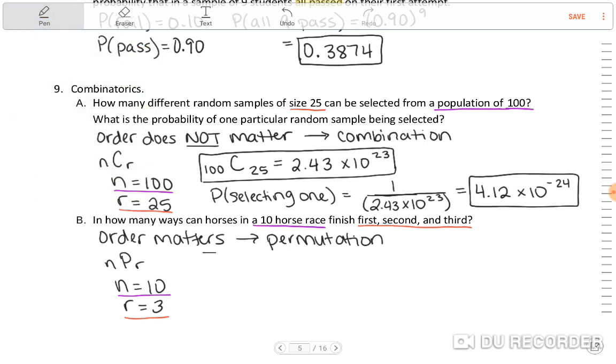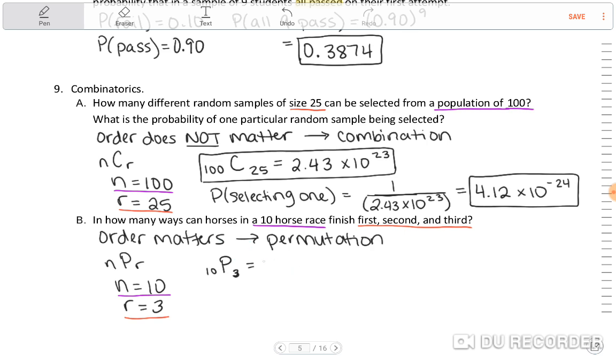Okay, so I would do 10P3. Now we would go about doing this the same way we did the last one. You go to math, probability, but instead choose the one that has the P. Make sure you type the 10 first on the screen, then go to the math probability menu.